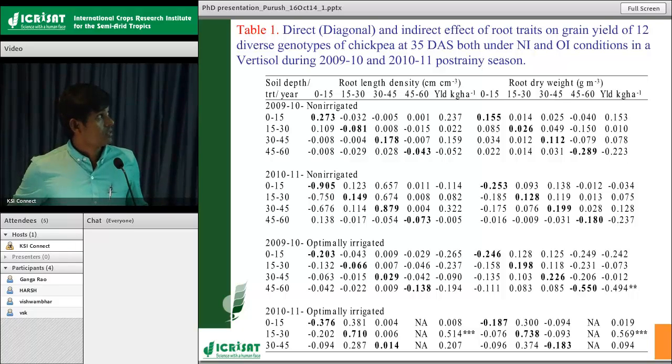At 35 days after sowing, the root presence at the initial stages did not contribute significantly, but it shows the presence of some contribution to the yield at 35 days after sowing. Root dry weight also shows a positive contribution and also has a direct positive effect in all the cases except the 45 to 60 depth.